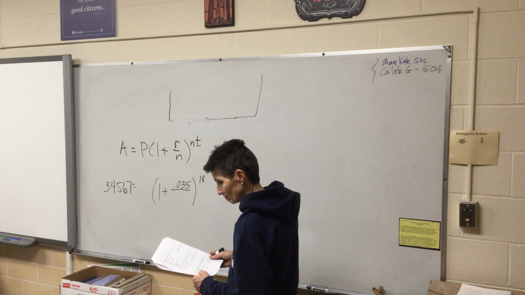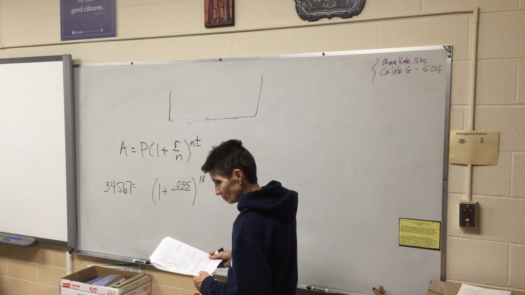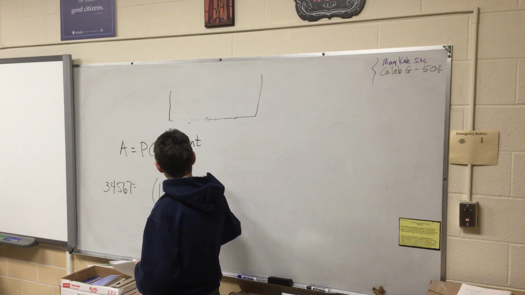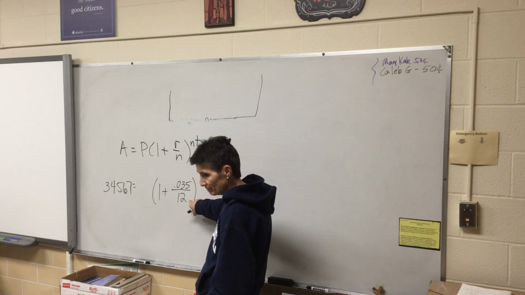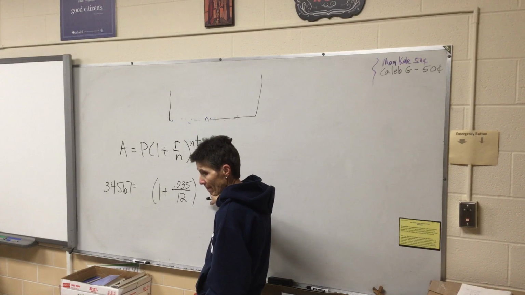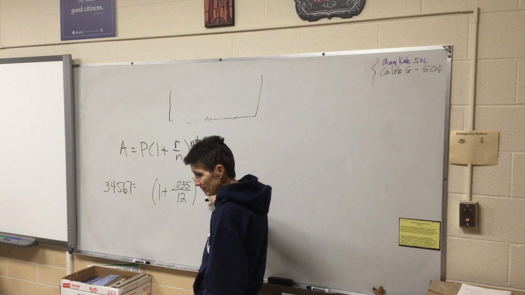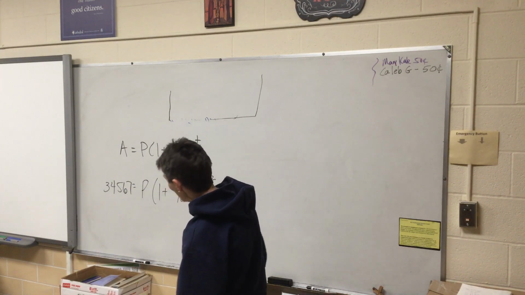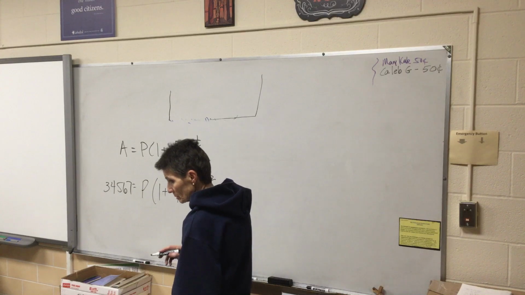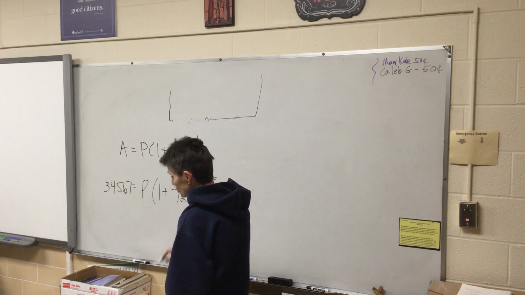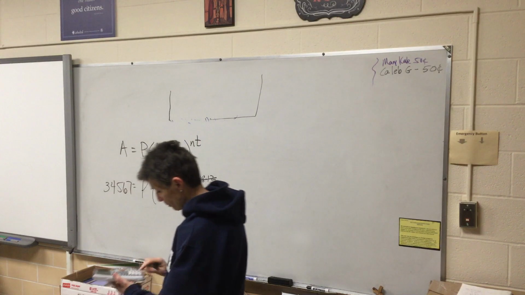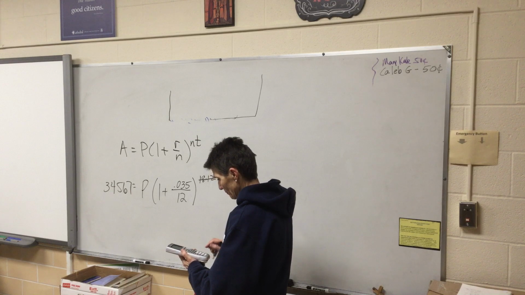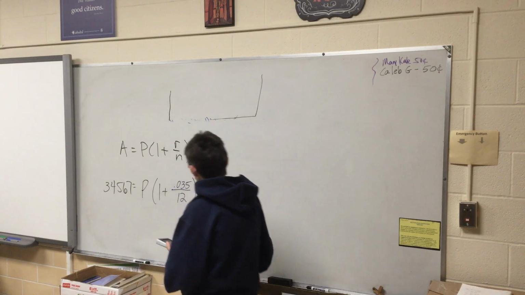And then there's times per year. Monthly shows a 12. And remember, that happens twice. It happens once in the denominator and once in the exponent. And we don't know P. Perfect. Now, the first thing I want you to do is go ahead and multiply those two together. So get one number for 18 times 12. So that's 216.